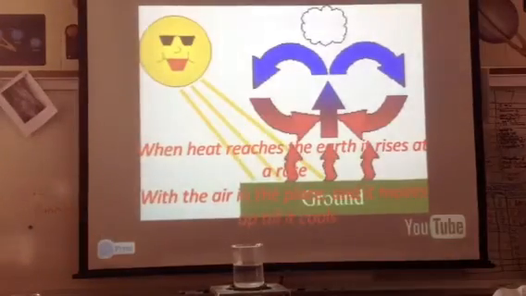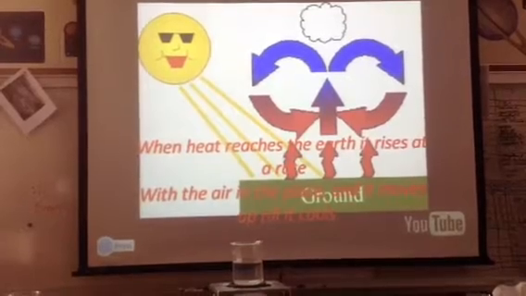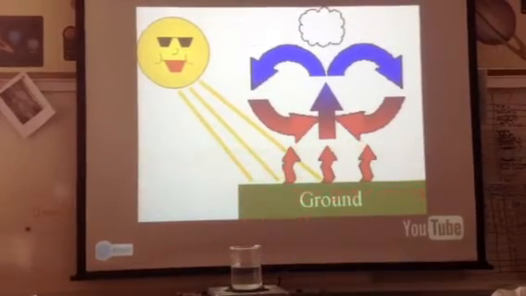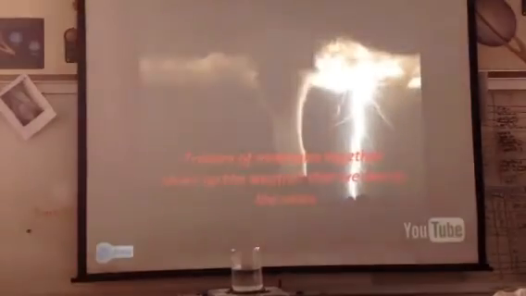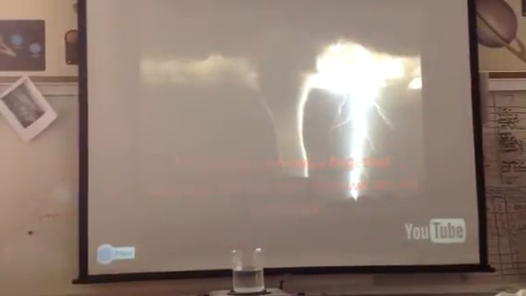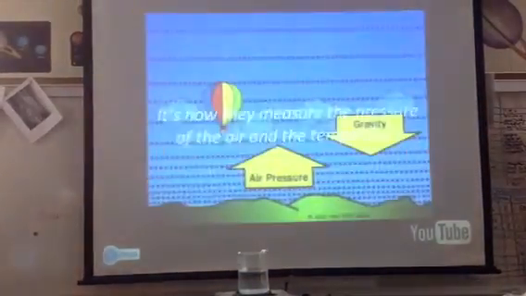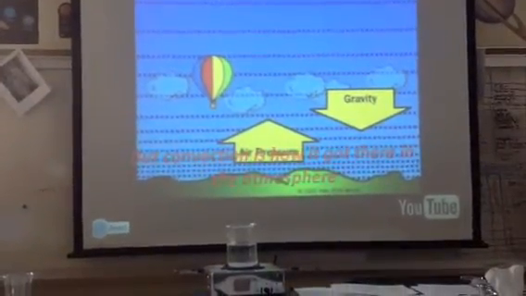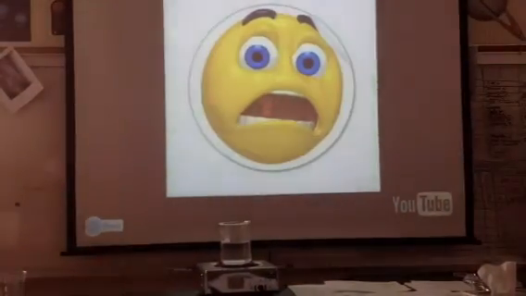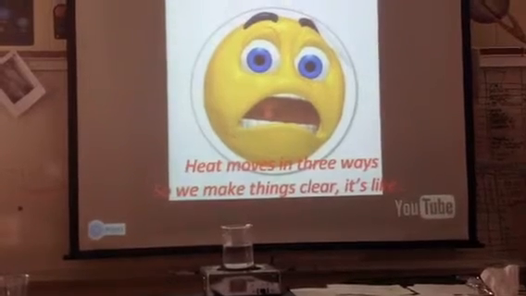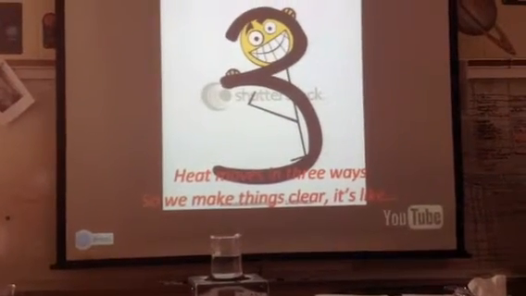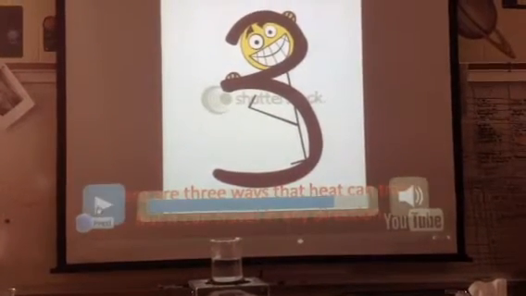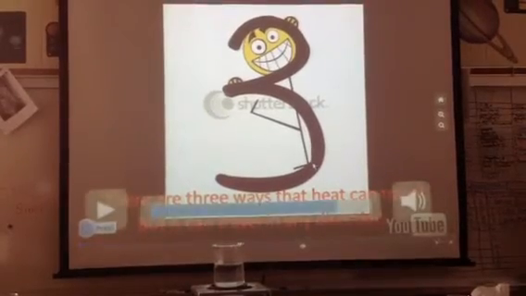When heat reaches the earth, it rises at a rate with the air in the place, and it moves up till it cools. Trillions of molecules together make up the weather that we see on the news. It's how they measure the pressure of the air and the temperature, but convection is how it got there in the atmosphere. So don't be scared. Heat moves in 3 ways, so we make things clear.